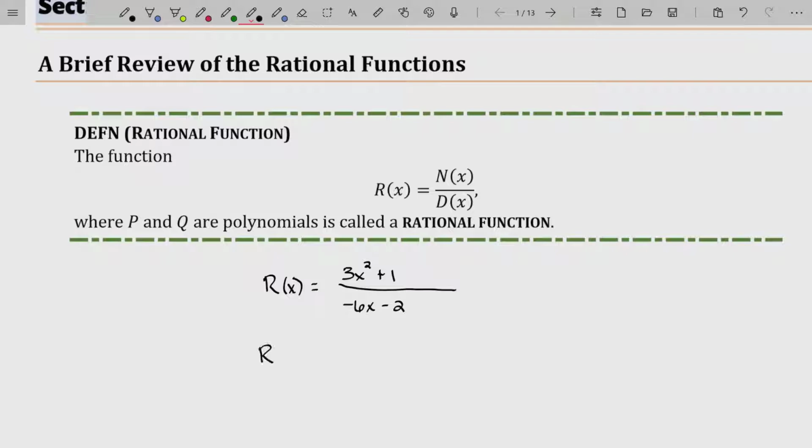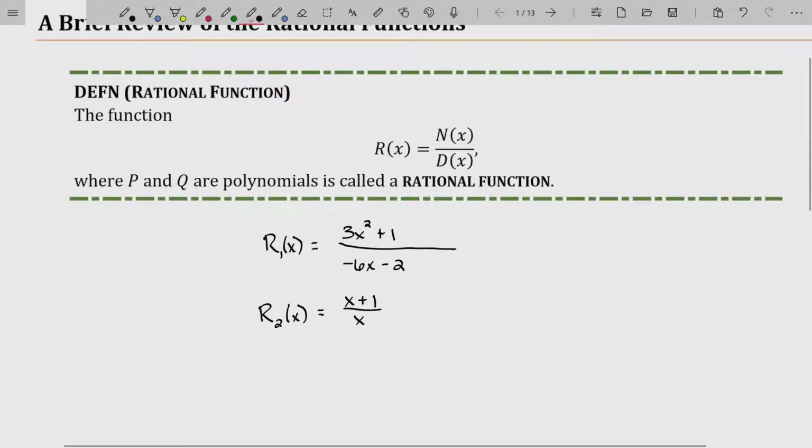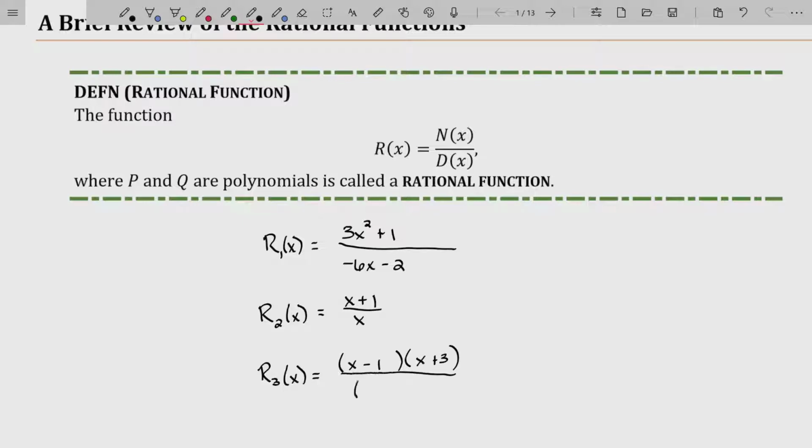Maybe I'll call that r sub 1 of x and this r sub 2 of x. You could have x plus 1 over x. That's a ratio of polynomials, so that's a rational function. Finally, what you commonly see in a textbook is a ratio of prefactored functions like x minus 1 times x plus 3 all over maybe 3x plus 1 times 2x minus 7 or something like that. So all of these are just ratios of polynomials, so therefore they are rational functions.